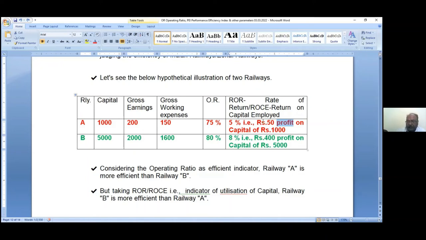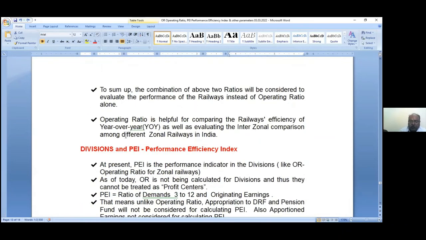So if you judge only by OR, railway A is efficient. But if you take the ROR, here what is the profit? 400 rupees. What is the capital? 5000. That means here the rate of return is 8%. So if you check ROR or ROC, B railway is more efficient than A. That is the advantage. So to sum up, the combination of the above two ratios will be considered to evaluate the performance of railways, instead of operating ratio alone. This operating ratio is helpful for comparing a railway's efficiency year over year, as well as for inter-zonal comparison among different zonal railways in the unit.